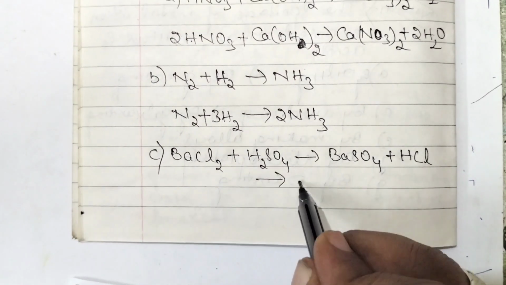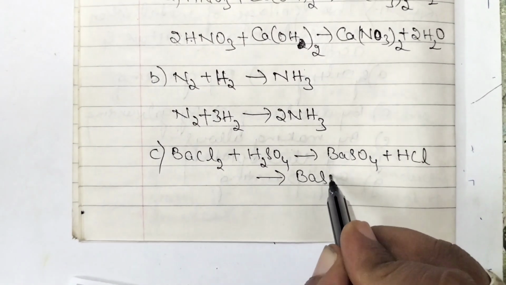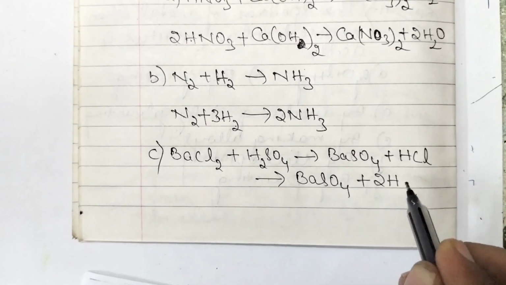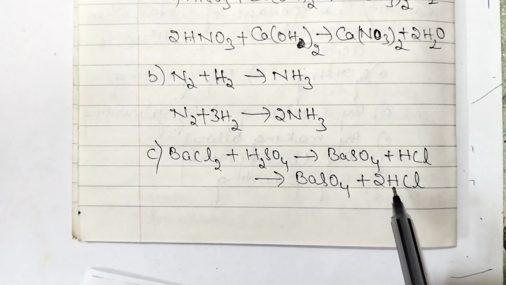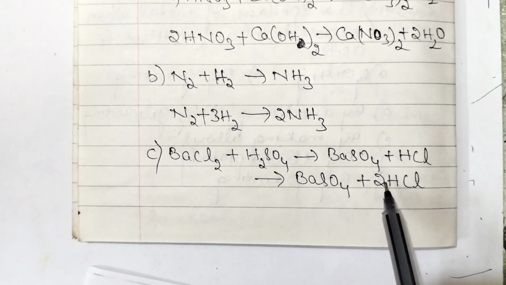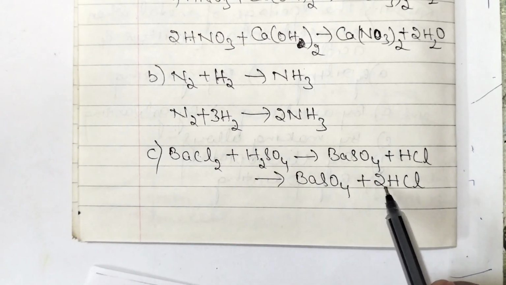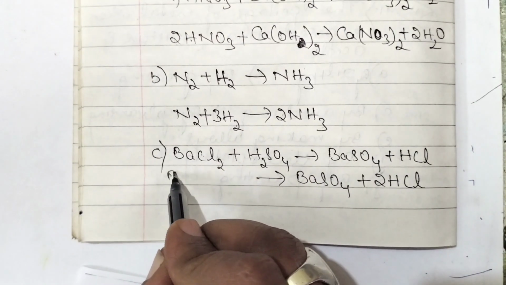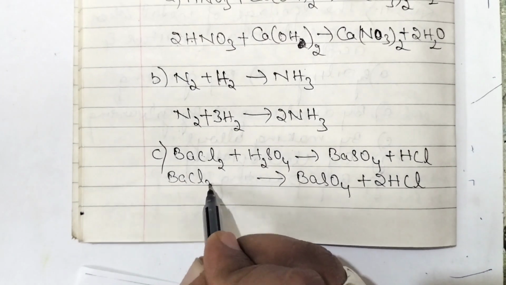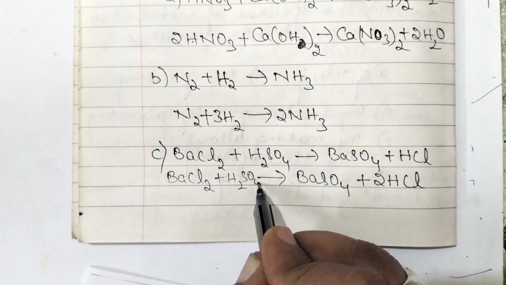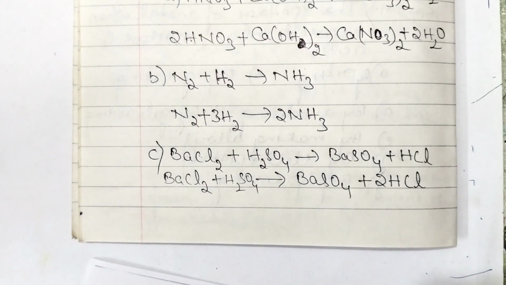So on the RHS, BaSO4 plus, if I write 2 here, it will become 2HCl. So hydrogen becomes 2, chlorine also becomes 2. Here also 2 hydrogens are there, 2 chlorines. By writing 2 here, the equation is completely balanced. So BaCl2 plus H2SO4 gives rise to BaSO4 plus 2HCl. So this is how to balance a chemical equation.